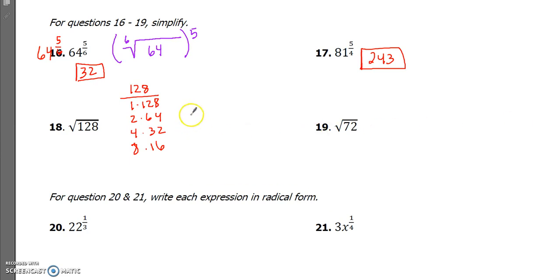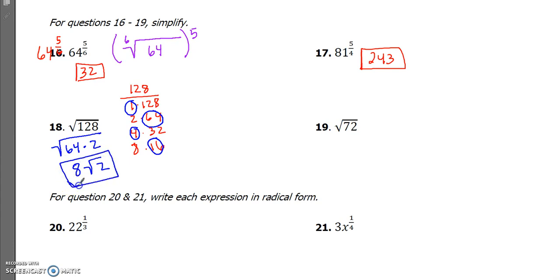And now I'm looking to see which ones are perfect squares. So of course 1 is always a perfect square. 4 would be a perfect square. 16 is a perfect square. 64 is a perfect square. I need to go with the highest one. So 64 is it, right? So I'm going to have 64 times 2. And then 64 is a perfect square. So the square root of 64 is 8. And then I have 2 remaining, and that stays under my radical sign.